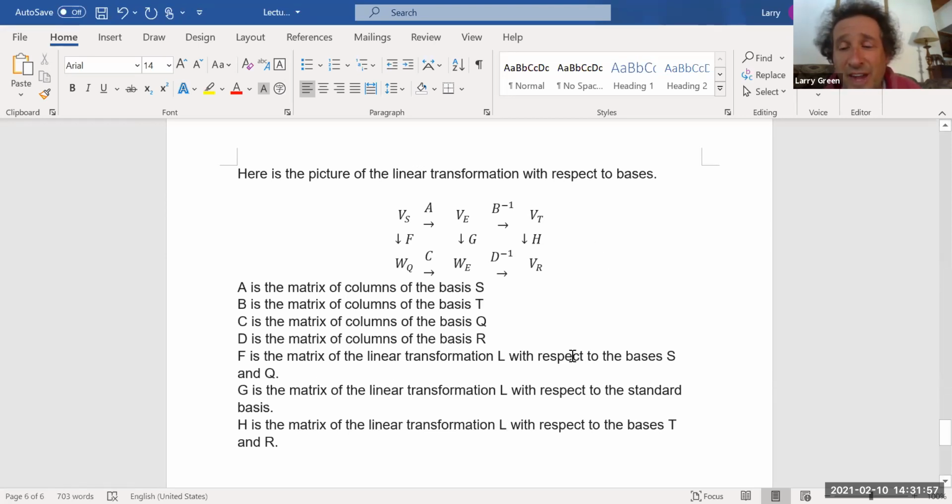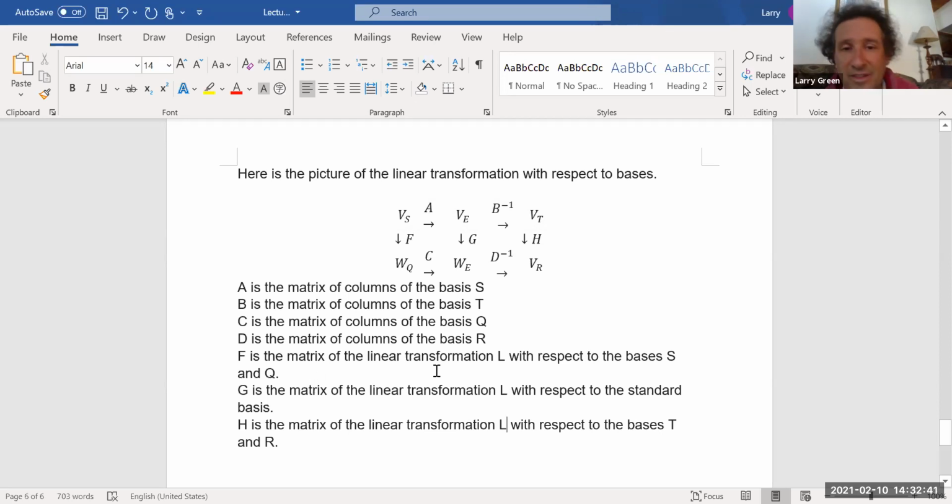I'm going to let you stare at this diagram for a moment. Once you get it, it's actually not that hard, but there's a lot of letters. Any questions at all on this diagram? Okay, just to see if you get it, of these matrices, A, B, C, D, F, G, and H, which ones must be square matrices? And which ones don't necessarily have to be square?